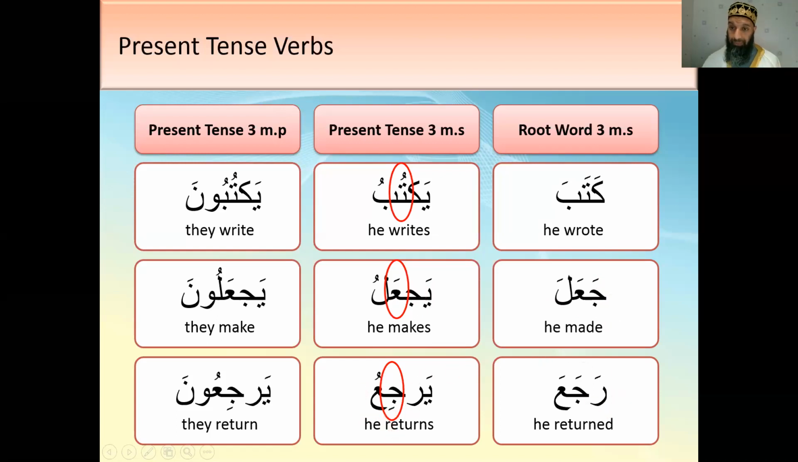So the way to do it is, when you learn a past tense verb, learn the present with it. That's why in the previous vocabularies I went through, the past verb, the root verb, was there, and the present tense was with it, so that you can learn what the vowel on the third letter is. So you'd learn kataba yaktubu, ja'ala yaj'alu, raja'a yarji'u. Now you can even think in the Quran, is it yarji'u? Is it yarji'un? Is it yarja'u? Here's a yarji'un, I think, in the Quran.